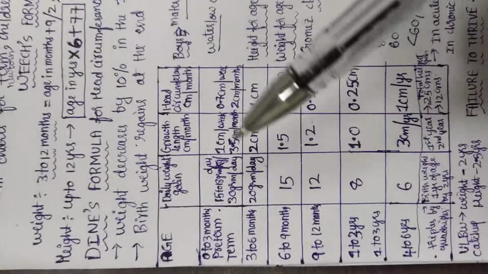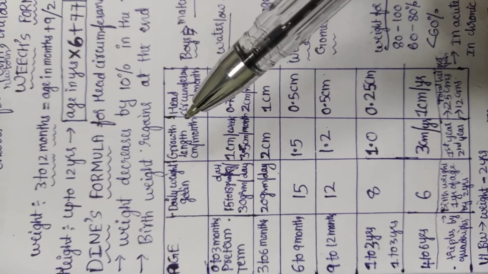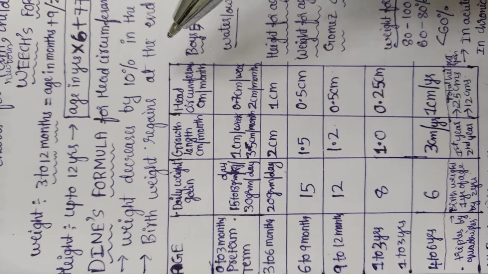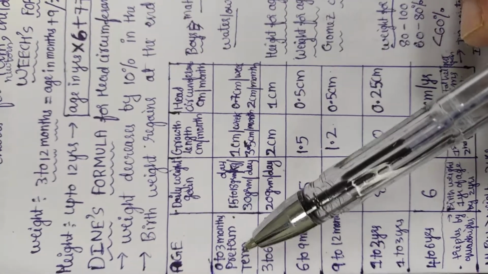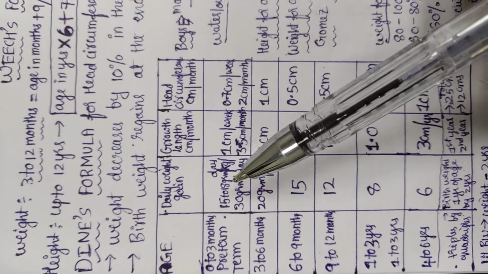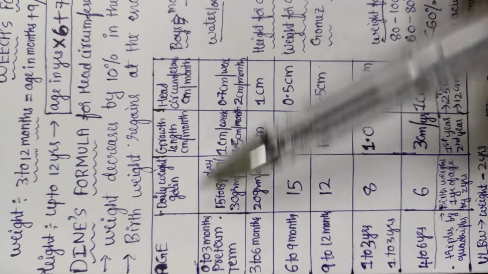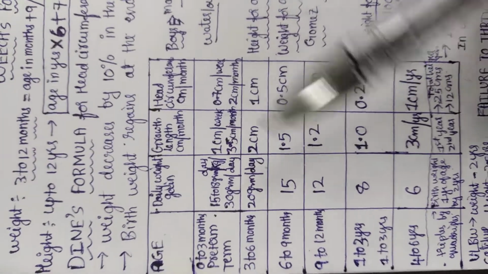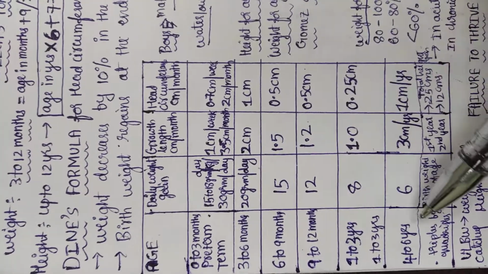Here is a table showing daily weight gain, growth of the length for every month, and head circumference growth for every month. Daily weight gain in preterm babies for 0 to 3 months is 15 to 18 grams per kg per day, whereas term babies grow 30 grams per day. These are the daily weight gains in grams according to different age groups.